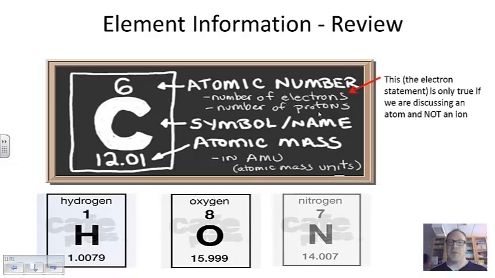So again, let's review this. The atomic number is going to tell you the number of electrons and tell you the number of protons, but that electron statement is only true if we're discussing an atom and not an ion. The letters in the middle here are the symbol, not an abbreviation, and this number down here is the average atomic mass in atomic mass units for these elements. So what I would hope that you would maybe try to do here is maybe try to draw some diagrams of hydrogen and oxygen and nitrogen atoms, see if you can figure that out.